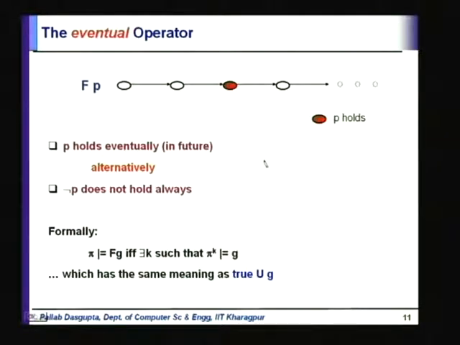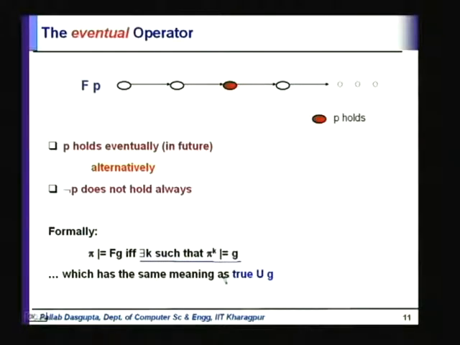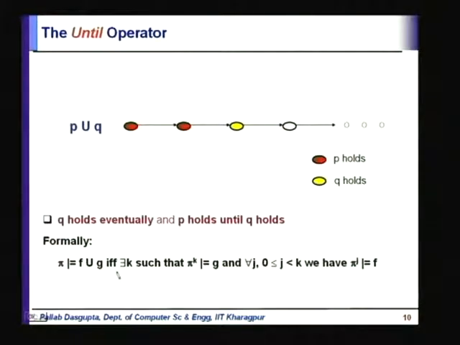Let us look at the eventual operator. The eventual operator says that p holds eventually in the future. So, somewhere in this path p must hold. So, formally we say that pi models F g if there exists some k such that pi k models g. So, if you compare this with the previous thing, this part, there exists k such that pi k models g, is actually what we have written here. So, not surprisingly, F g is a special case of until, where we want to just match this.